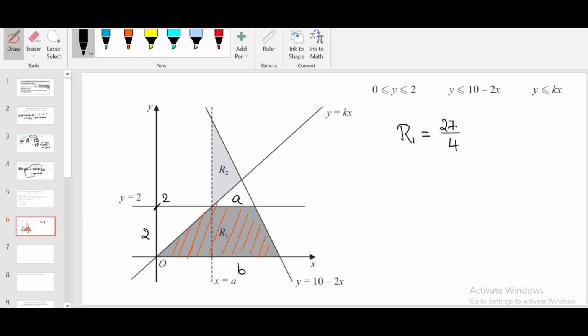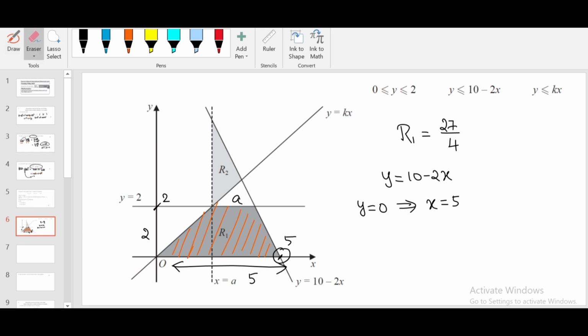You need to know this x-intercept so you can find this length. To find this x-intercept, in this equation, y is equal to 10 minus 2x. Replace y by 0, you'll get 2x is 10, x is equal to 5. This point is 5. That gives us b is equal to 5, the length of the one parallel side. Now we need to find A.